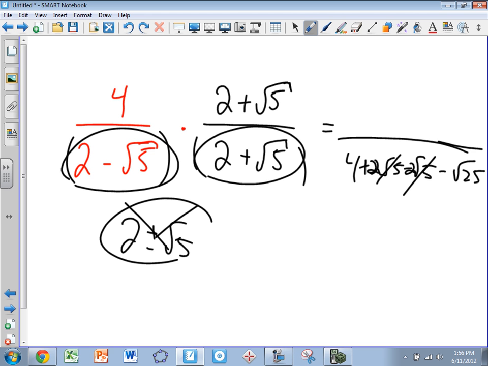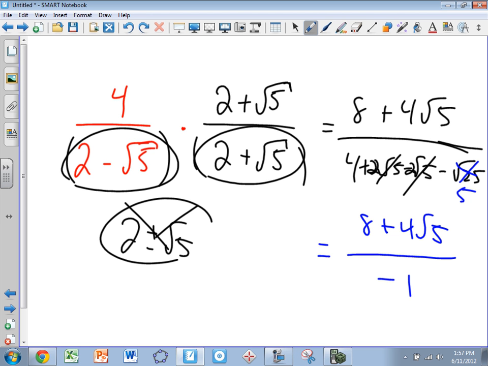So I end up at the top with 8 plus 4 root 5, but look at the bottom now. What is 4 minus radical 25? What is it? Radical 25 is just 5, guys. Nobody? Come on, team. 4 minus 5 is just negative 1. Okay? So again, radical 25 is just 5. 4 minus 5 is negative 1. 8 plus 4 root 5 over negative 1.